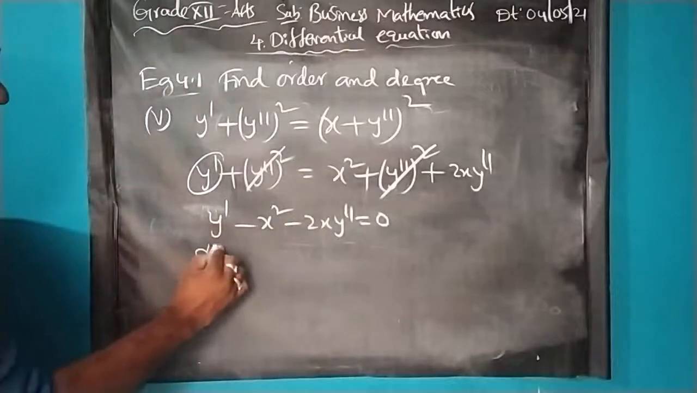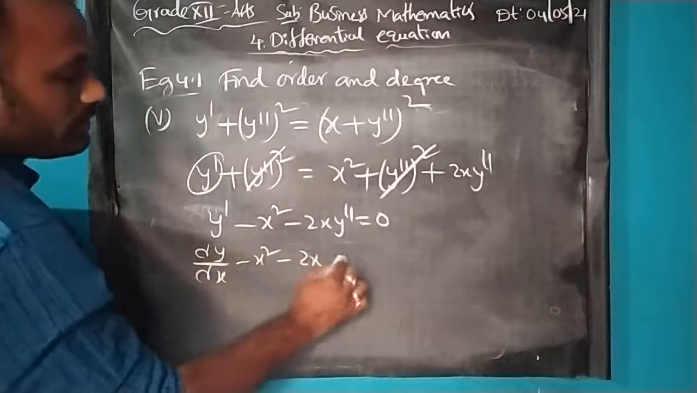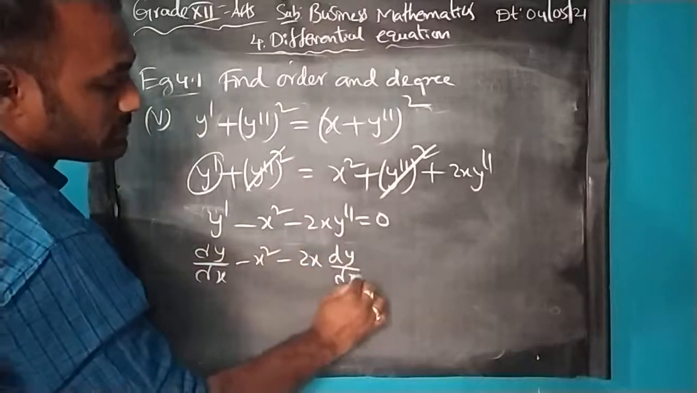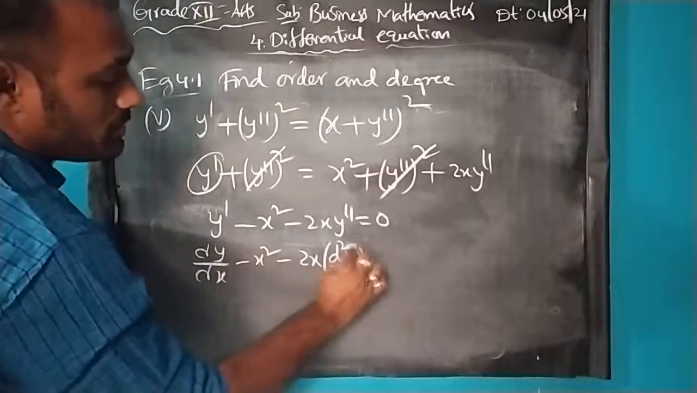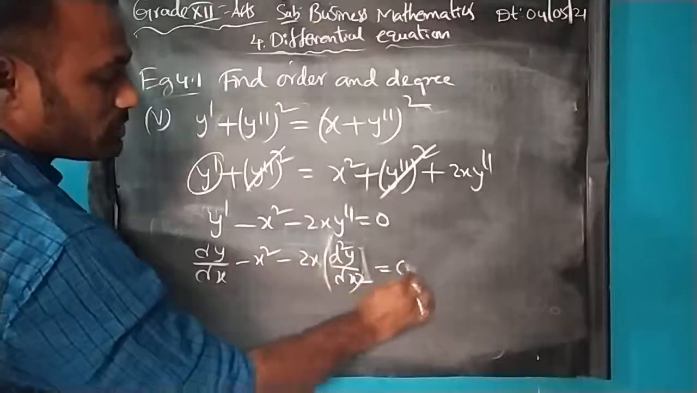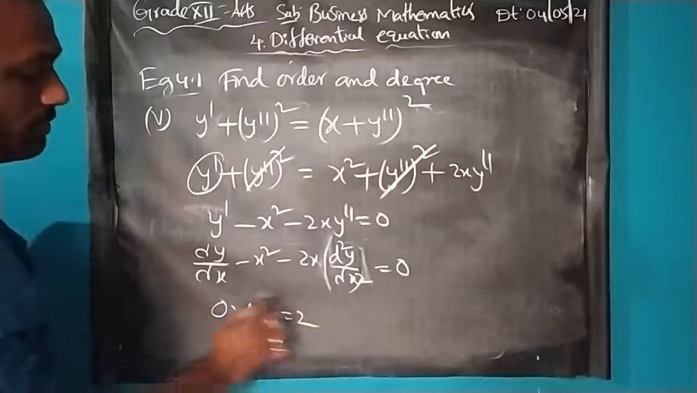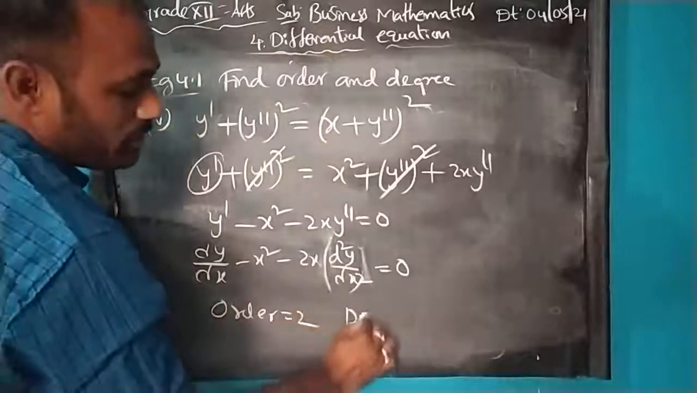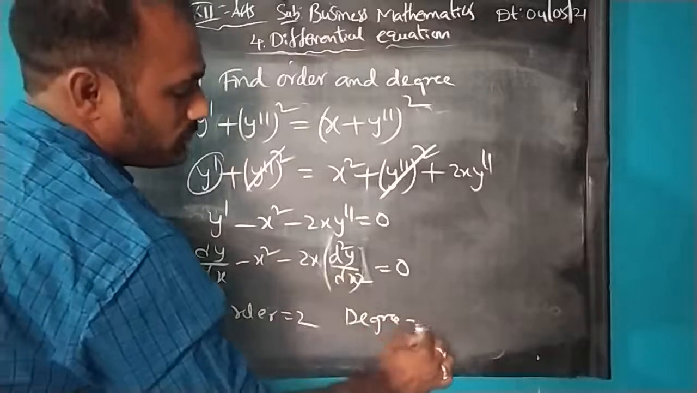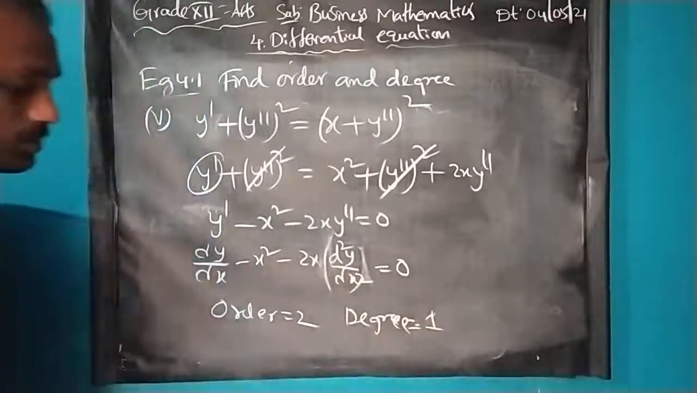If I replace this with dy by dx, so dy by dx minus x square minus 2x dy by dx whole, so d square y by dx square is equal to 0. Here the order is 2 because differentiation is done twice, and degree is 1. For this there is no power, so we can put the power as 1. So order and degree.